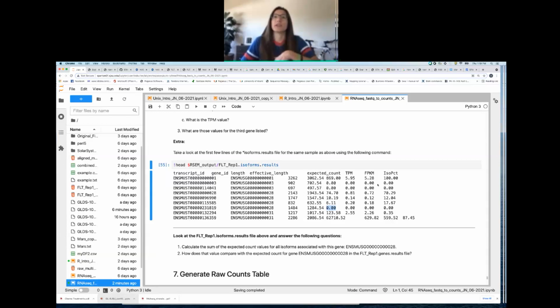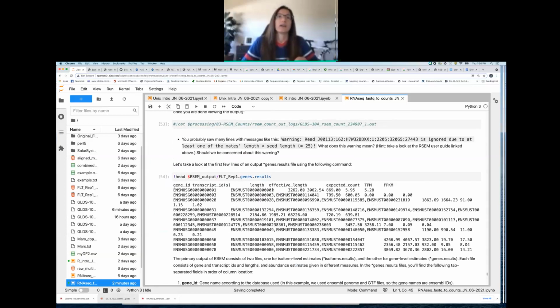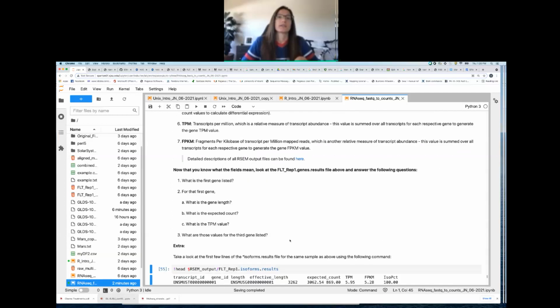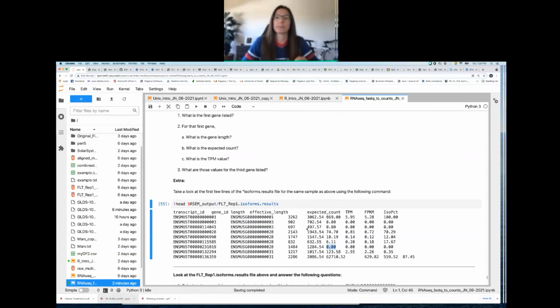And just so you know, when you're looking at the gene effective length, that's where that isoform percentage is used when it weights how to determine the length. So again, the isoforms are going to be different lengths, right? Because they have a different number of exons. And so the weight of the length of each isoform is going to be dependent on its expression to give you that effective length in your genes.results file. So that's how it's calculated with that iso percent.